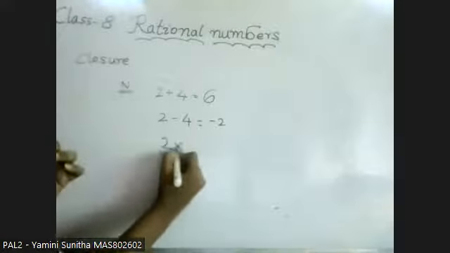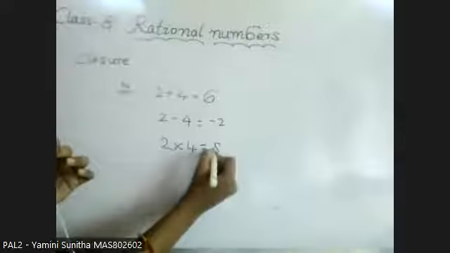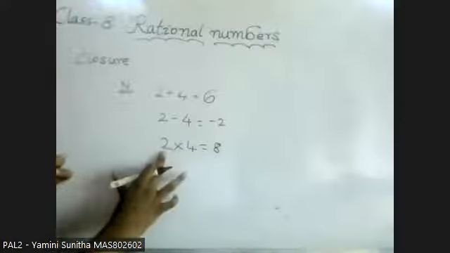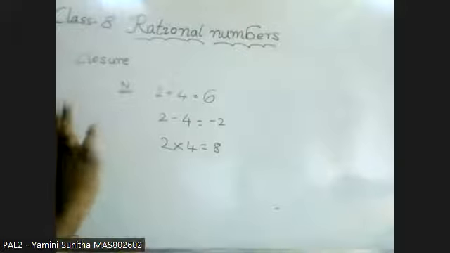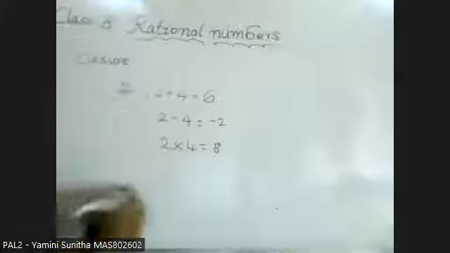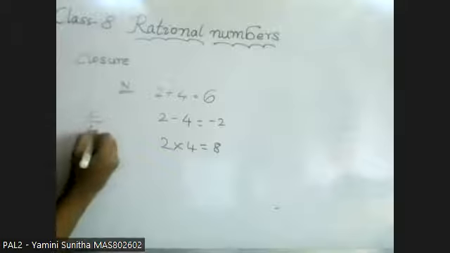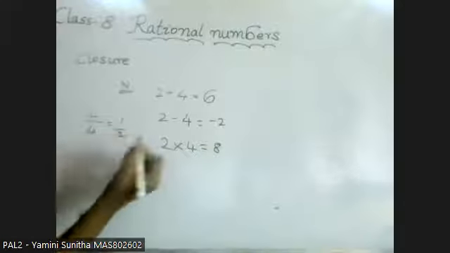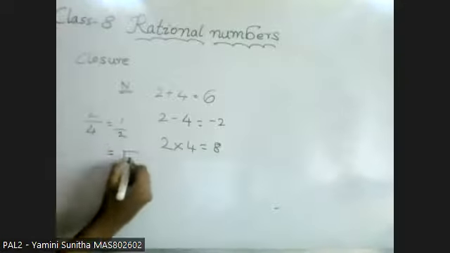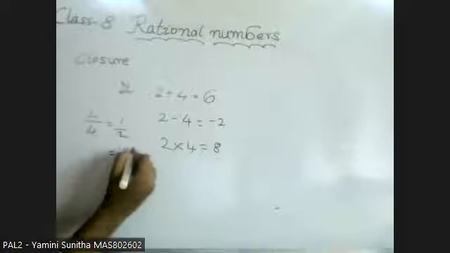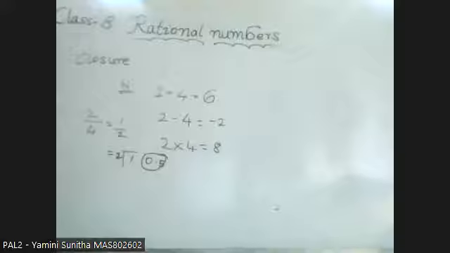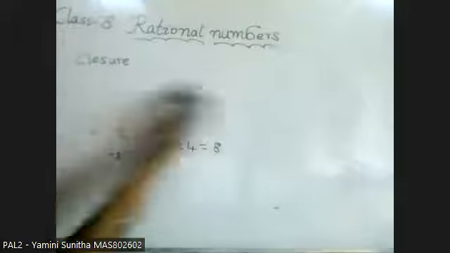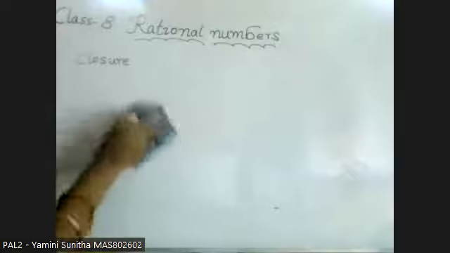Then 2 into 4, we will get 8. 2 is a natural number, 4 is a natural number, 8 is a natural number. So it is closed under multiplication. And division, let us take 2 by 4. In the simplest ratio, it is 1 by 2, which is 0.5. 0.5 is not a natural number; it is a fraction. So it is not closed under division. This is about the closure property of natural numbers.